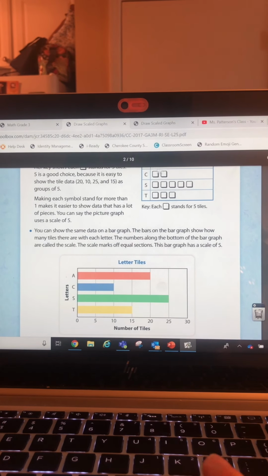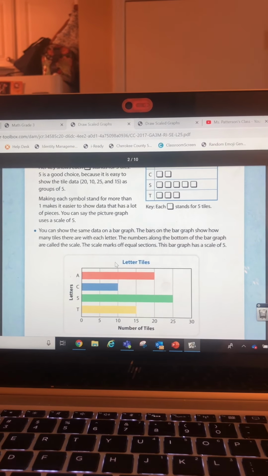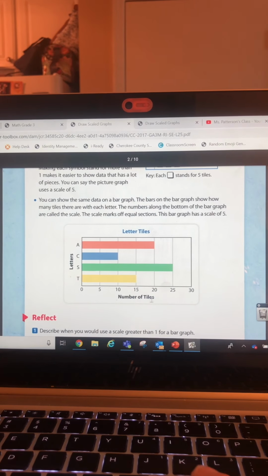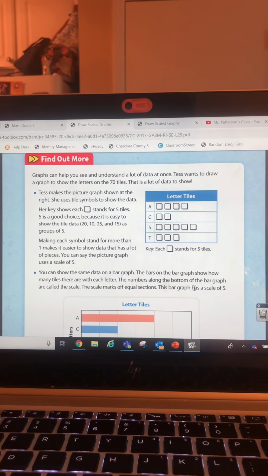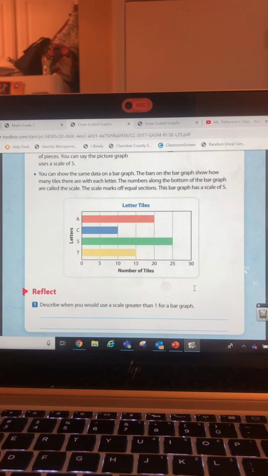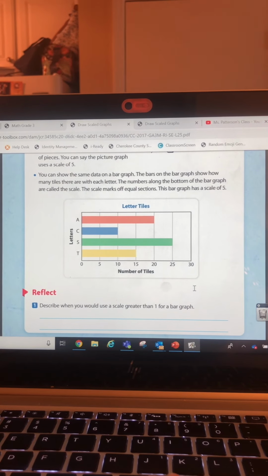So picture graph, bar graph. The numbers along the bottom of the graph is called a scale. It marks off the sections. And this has a scale of 5, because I see that it skipped counting by 5. So that's how to take data from a table and put it into a picture graph or a bar graph. Now, describe when you would use a scale greater than 1 for a bar graph.